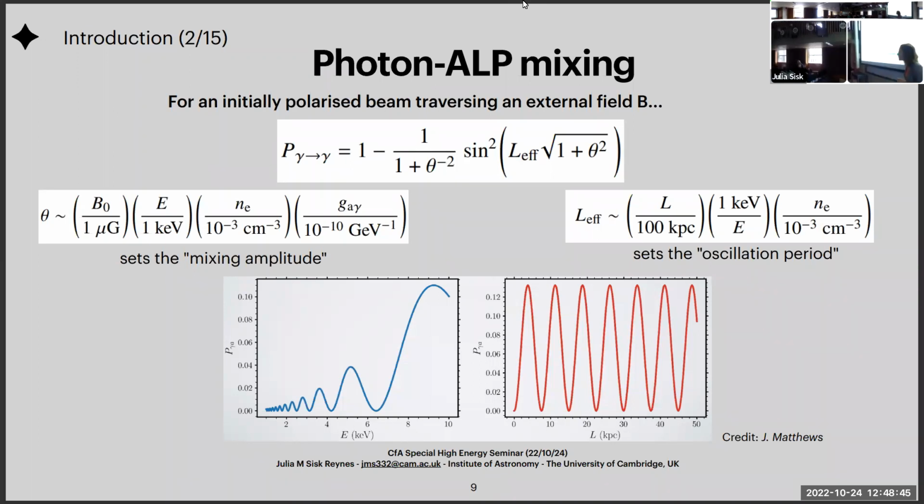And what happens if the magnetic field is not strong enough? What we're trying to maximize is the product of B times L. If the magnetic field is not strong enough, then this mixing probability will become suppressed. So in this regime, you would not expect to see energy-dependent oscillations due to photon-axion mixing, and you would not necessarily be able to use astrophysical sources to constrain these particles.